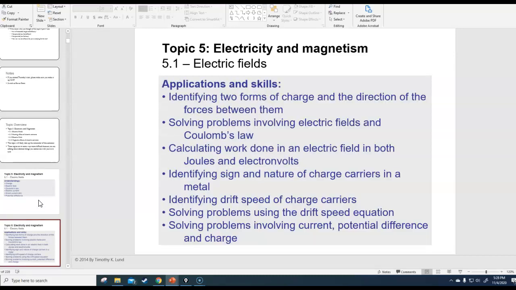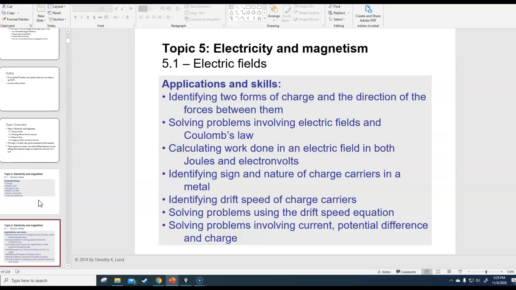As far as what you must be able to do in this unit, you must be able to identify two forms of charge and the direction of the force between them, which is pretty simple. You must be able to solve problems involving electric fields and Coulomb's law, which I think is kind of ambiguous because it doesn't say what type of problems, and there's lots of different types of problems you could see with those things. So we'll do our best to cover all of the types of problems that you might see on the IB exam. Calculating work done in an electric field in both joules and electron volts.